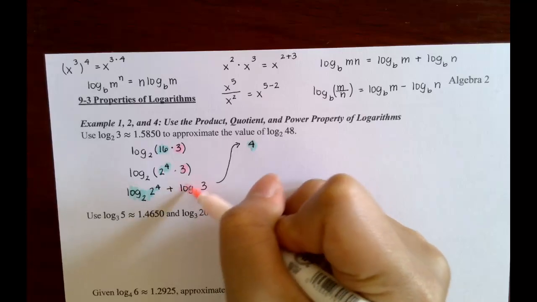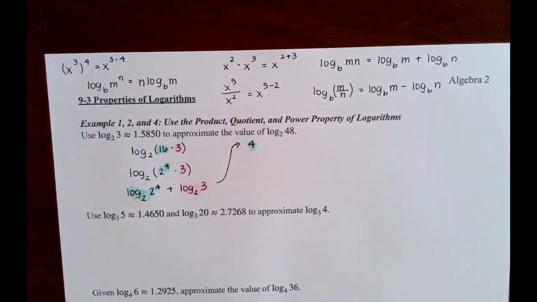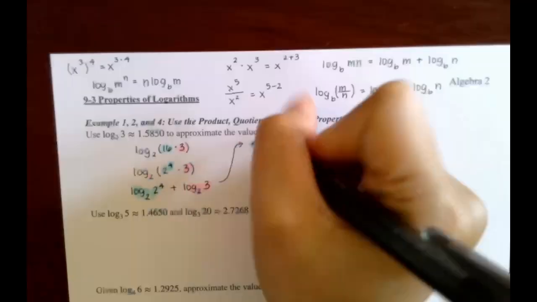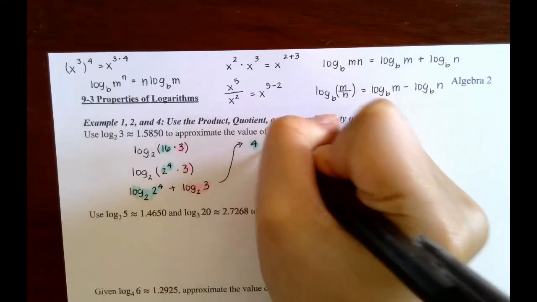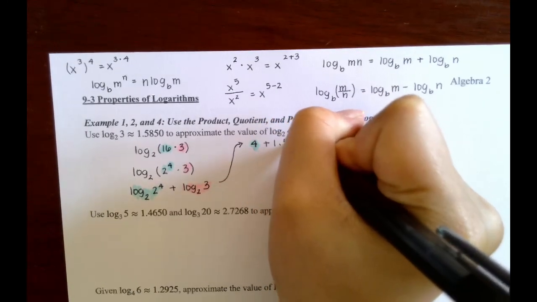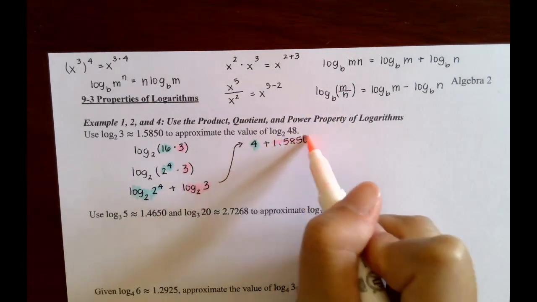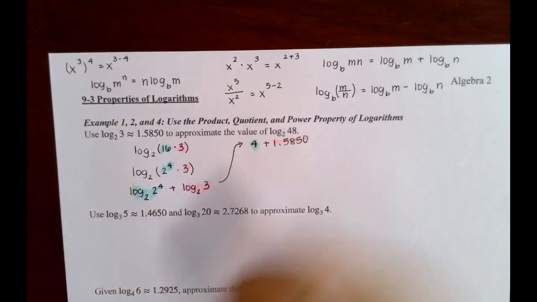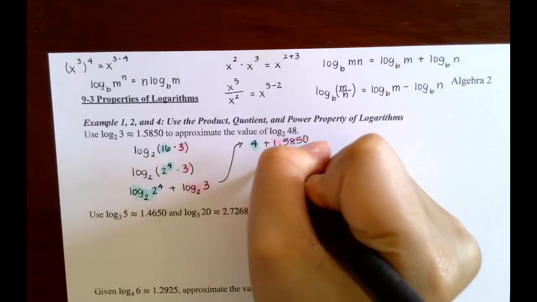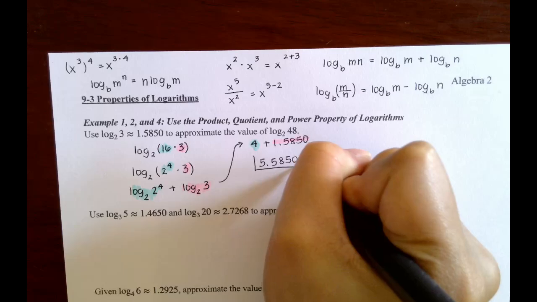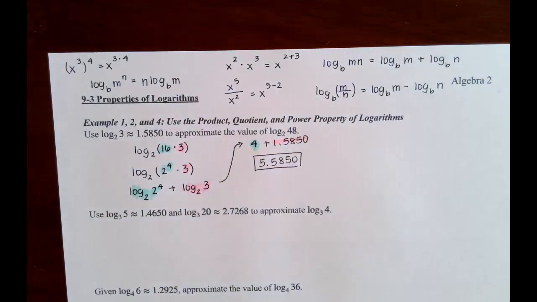Okay. And then note how, now I know what log base 2 of 3 is, right? It's 1.5850. So 4 plus 1.5850. Okay. Should not need a calculator for that. So 4 plus 1.5850 is 5.5850. And there you go.